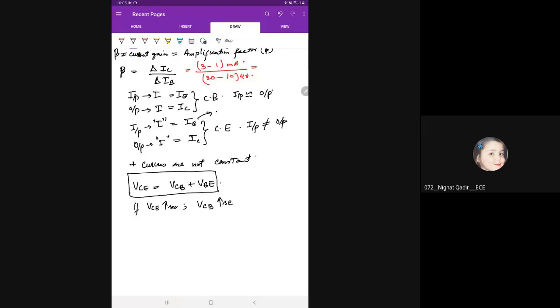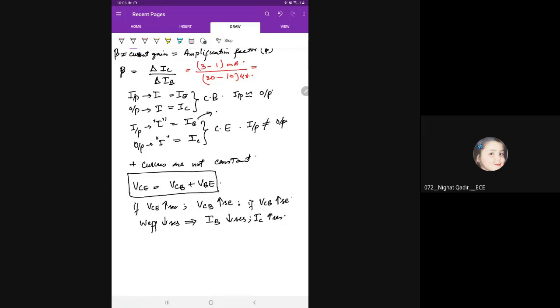And if VCB increases, what will happen to effective width? We have already seen it. Effective width decreases. If effective width decreases, what will happen to base current? IB, we have already seen that IB will also decrease. If IB decreases, IC increases. Why does IC increase?